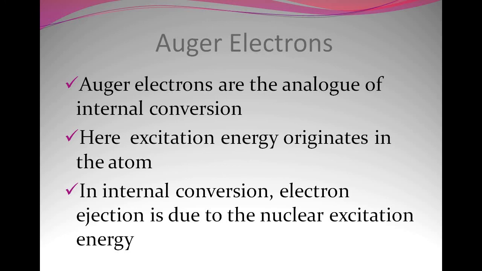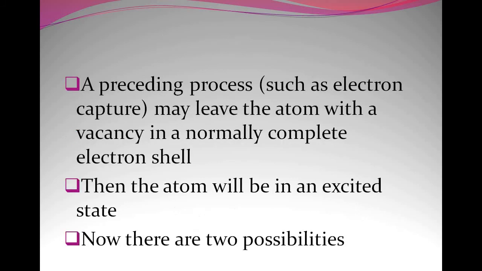We have just mentioned that internal conversion electrons are emitted from an atom by taking energy from the nucleus. That means from the nucleus you are getting some energy. And here, excitation energy originates in the atom. In internal conversion, excitation energy is from the nucleus, and in Auger electrons it is from the atom. In internal conversion, electron ejection is due to the nuclear excitation energy.